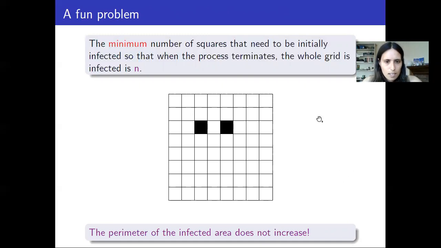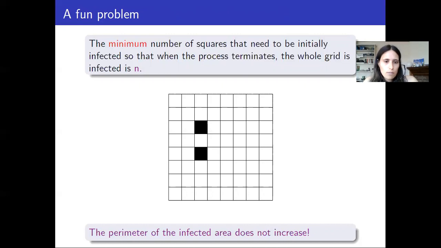Well, let's think about one step of this process. Here's a very small example. We've got 2 infected squares. What's the perimeter of the infected area? Well, it's going to be 8. Now, after one step of the process, starting with these 2 infected squares, we infect this square here. How does the perimeter change? Well, we lose these 2 from the perimeter, and we gain these 2 in the perimeter. So in fact, the perimeter stays at 8. And in particular, it's not increased.